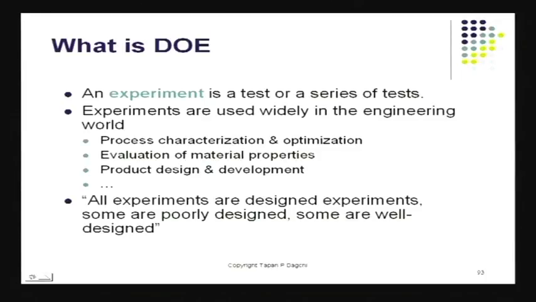We'd also like to know whether that effect is significant when we compare it to noise, and whether there is interaction between the effects of two or three factors that might be affecting this. So basically, an experiment is a test or a series of tests, and these are used widely in engineering and the natural and physical sciences. What we're trying to do is characterize the process and achieve optimization of some sort. We might be evaluating material properties, designing a new product, or conducting some sort of development.